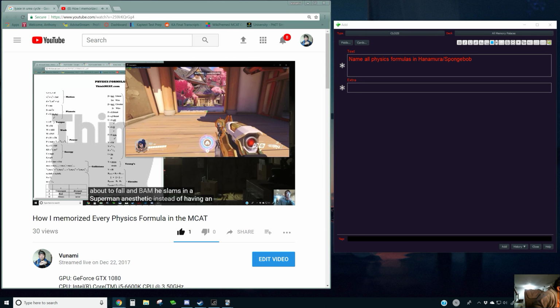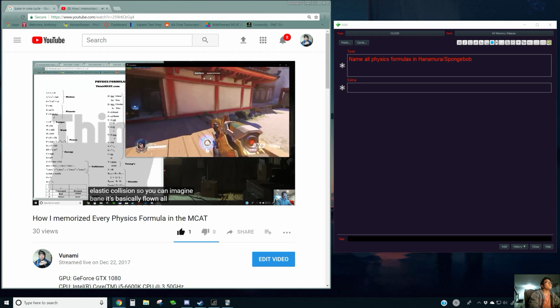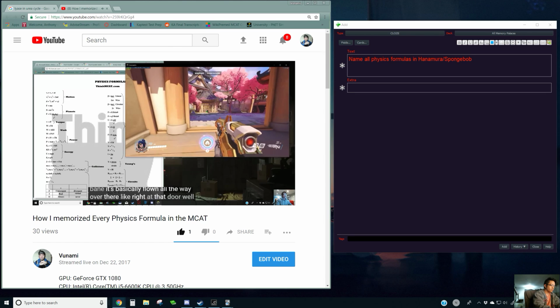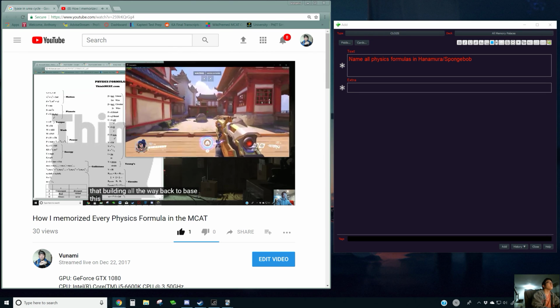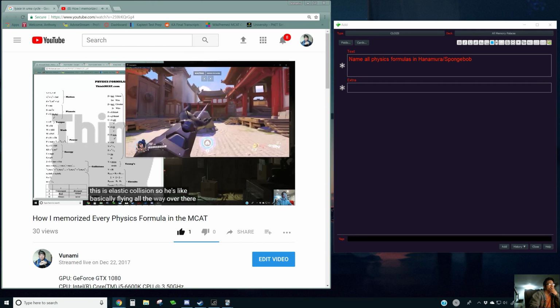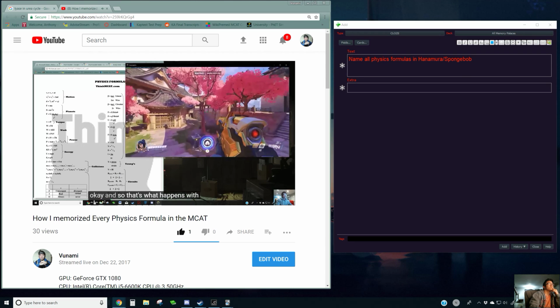And instead of having an inelastic collision, there's actually an elastic collision. So you can imagine, Bane is flown all the way over there, right out that door, while Superman's knocked back, flying through that building all the way back to base. This is elastic collision. So he's basically flying all the way over there. Boom. Okay. And so that's what happens with elastic collision.